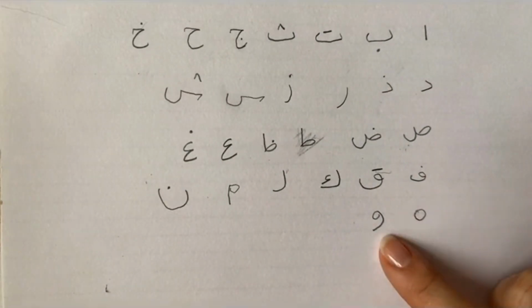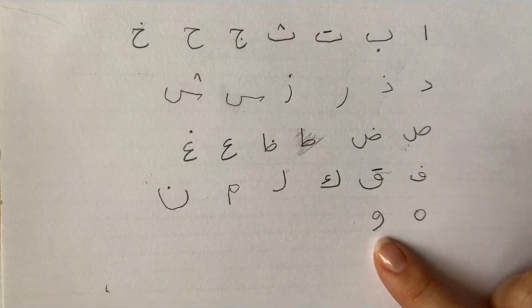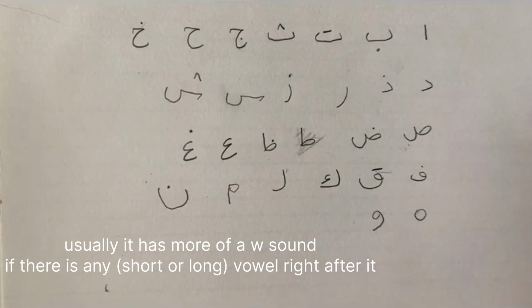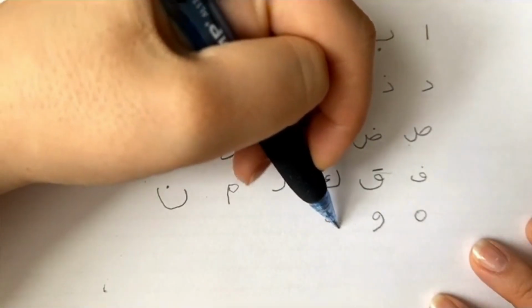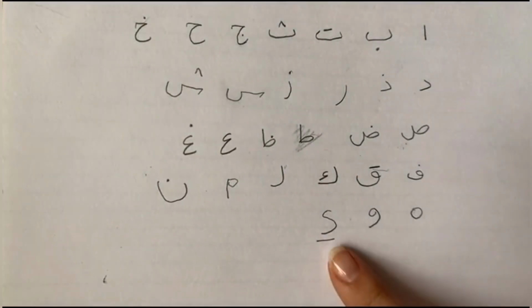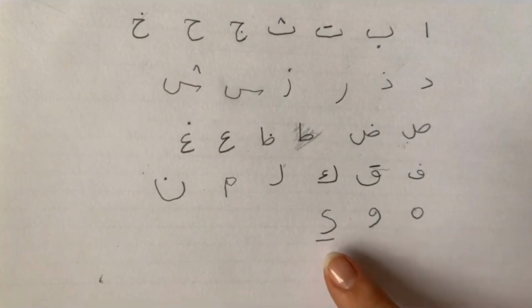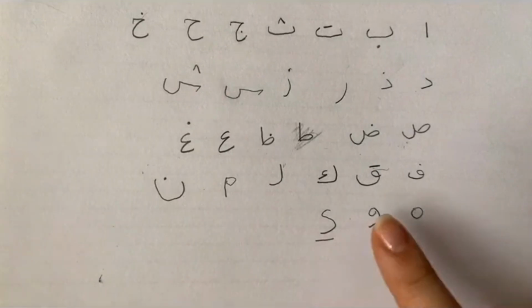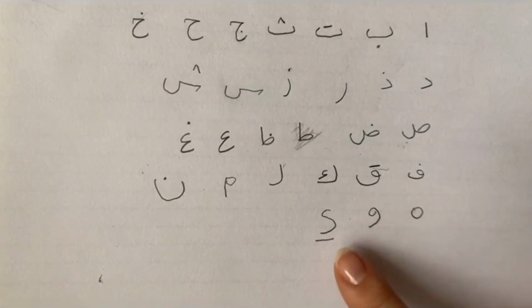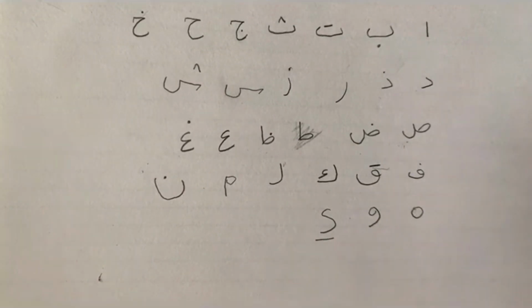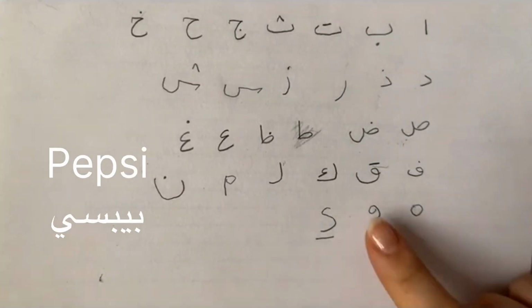The next letter is waw. This is the W sound, but sometimes it stands for the U sound. This is the final letter. This one is called ya. It's a Y sound, but similar to waw, it can also be a vowel sound. So it can be like E, like Pepsi.